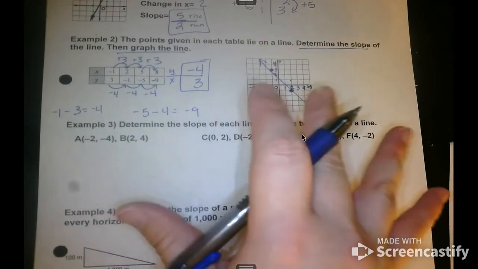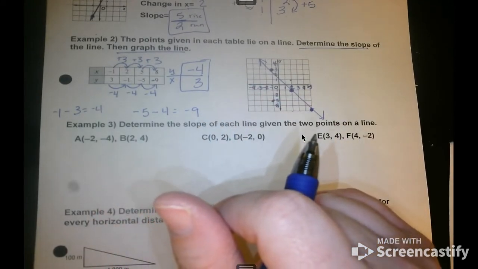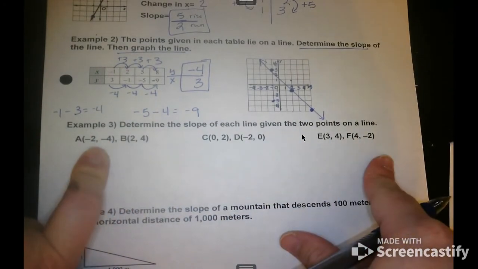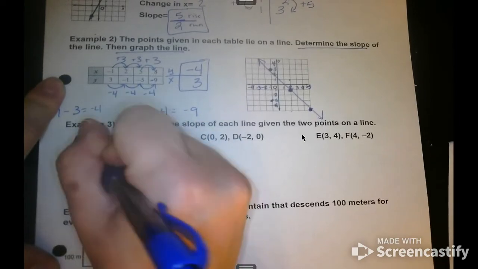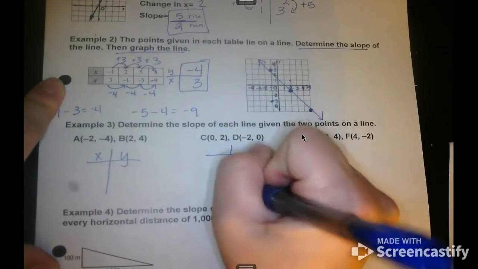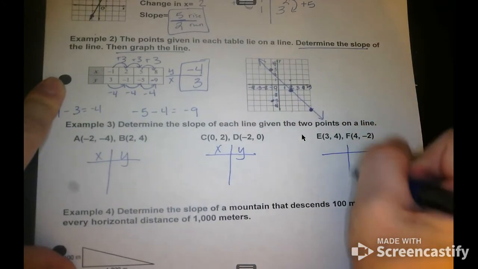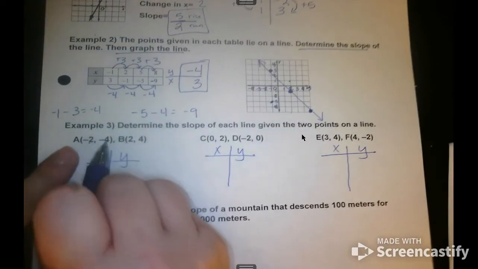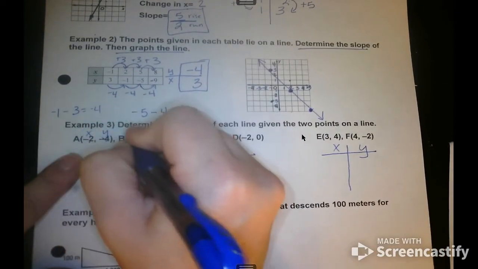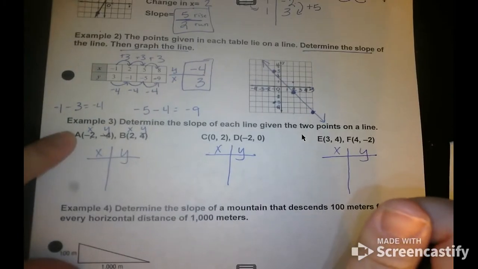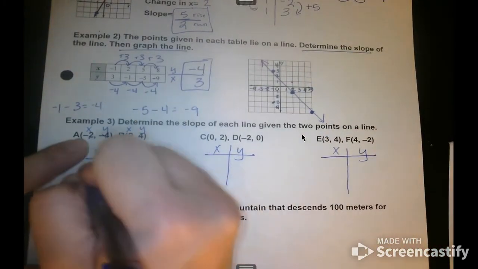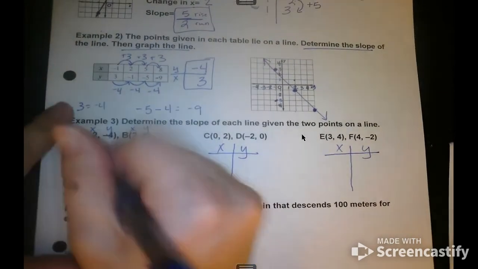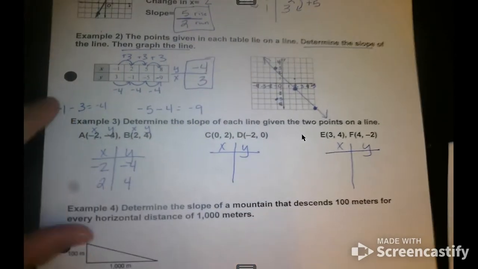Okay, questions so far? Okay, so here, I don't have any graphing. I don't have a picture. All it gives me is 2 points. All right, so I can set up my T-chart for every single one of these. Okay, so remember, when I have a coordinate pair, I have x and y. So if I'm filling out this table, my first point is -2, -4. Okay, my second one is 2, 4.